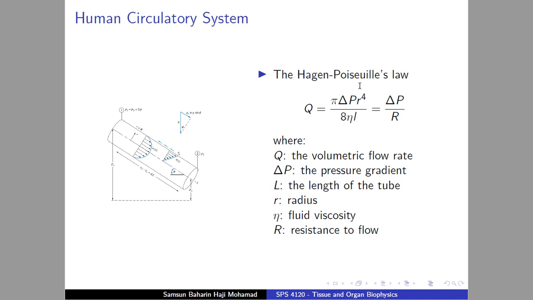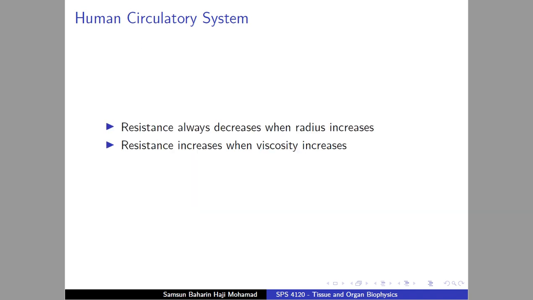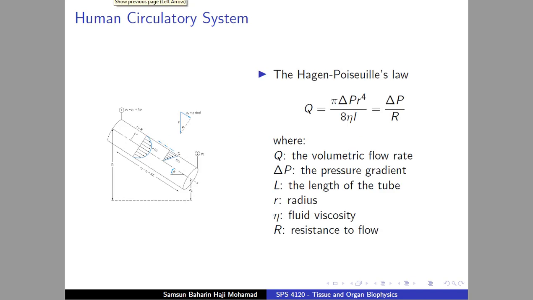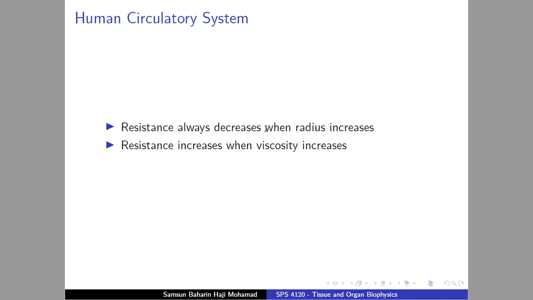Okay, so we can get, using this equation, the Hagen-Poiseuille law, the volumetric flow rate in this tube, or this artery. So what we can say about this equation is that resistance always decreases when radius increases, and resistance increases when viscosity increases.